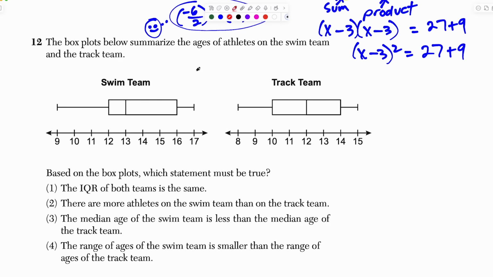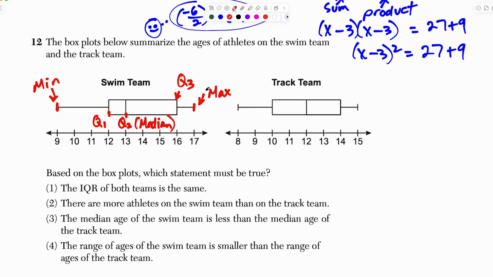Question 12, the box plots below summarize the ages of athletes on the swim team and the track team. Based on the box plots, which statement must be true? So for this, we have to know the anatomy of a box plot. The first value here is the minimum. Then this piece here is Q1. The second piece I could call Q2, but we usually just call the median. And then the next piece here is quartile 3. And the last piece here is the maximum.